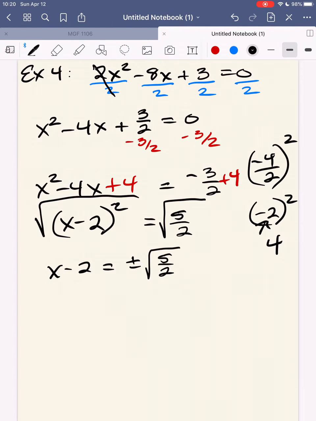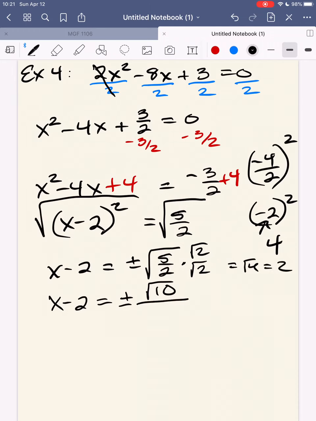Okay, so in this case, I'm going to need to rationalize the denominator. So if I rationalize the denominator, remember that means I have to multiply it by something similar in order to get it to be a perfect square. So I have x minus 2 is equal to plus or minus the square root of 10. Now the square root of 2 squared is the square root of 4, which is just 2. So it's going to be over 2.